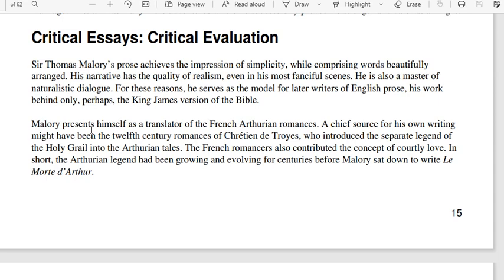Malory presents himself as a translator of the French Arthurian romances. A chief source for his own writing might have been the 12th century romances of Chrétien de Troyes, who introduced the separate legend of the Holy Grail into the Arthurian tales. The French romances also contributed the concept of courtly love. In short, the Arthurian legend had been growing and evolving for centuries before Malory sat down to write Le Morte d'Arthur.